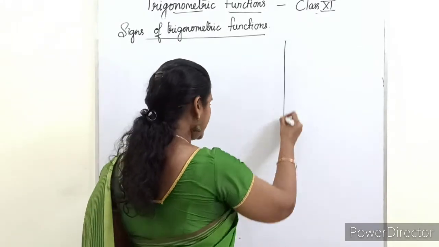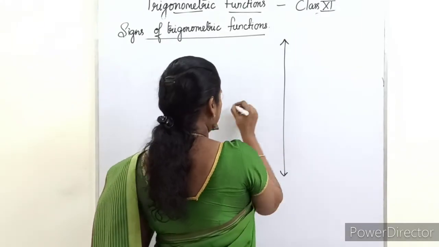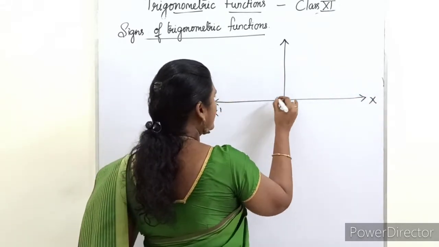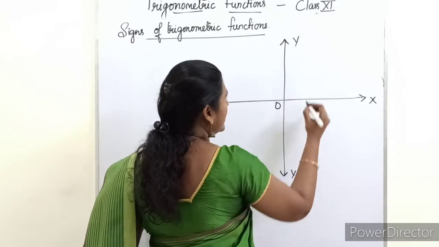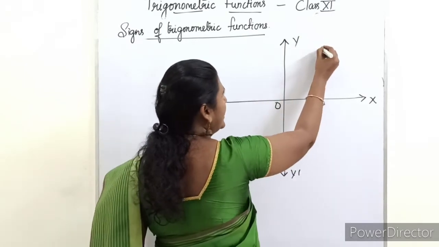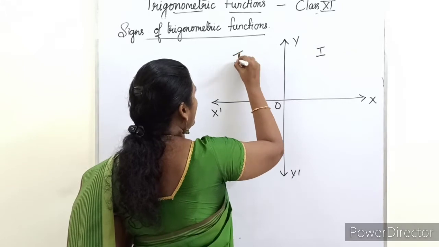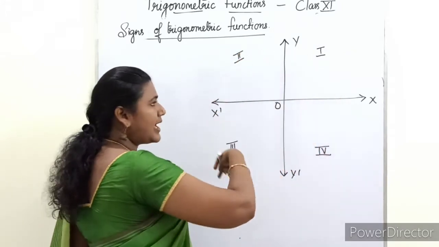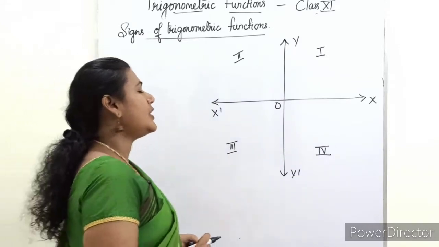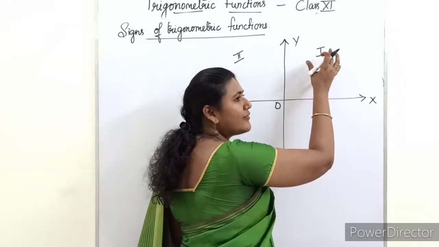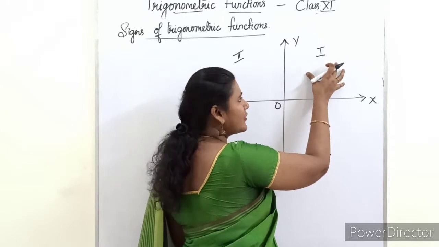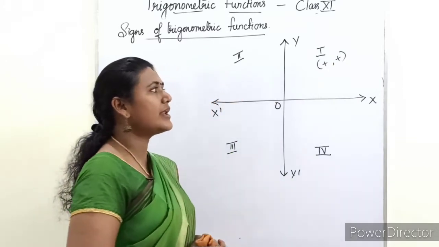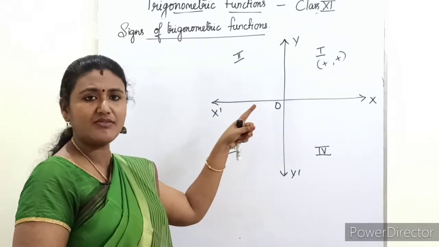Okay, so let us consider the coordinate axis. X, x dash, origin, y dash, and you know the names of the quadrants: this is the first quadrant, second quadrant, third quadrant, fourth quadrant. So we name the quadrants in the anti-clockwise direction. And you know the signs of the coordinates of a point. In the first quadrant, the x coordinate and y coordinate are both positive.